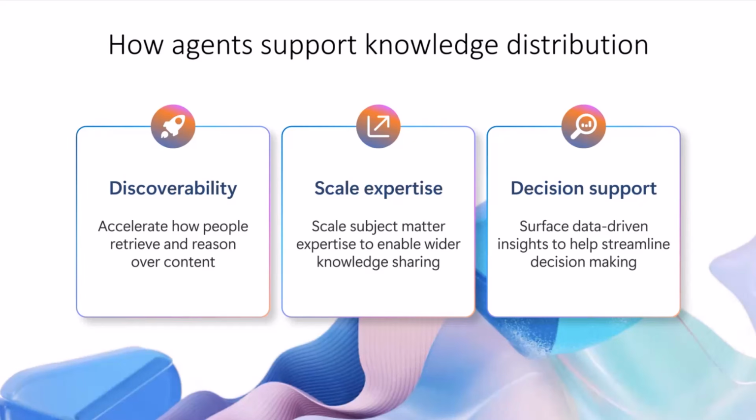Agents will also scale expertise. There's information in the files, and it doesn't have to be stored in a human mind, so you can more efficiently get that information available to support your work. And of course, that supports decision making, making information more easily available, with potentially data-driven insights to help streamline decision making, based on what kind of information you associate the agent with.